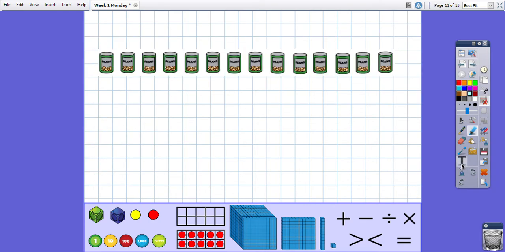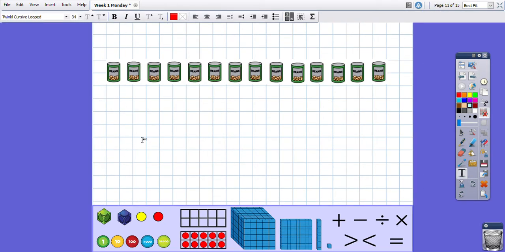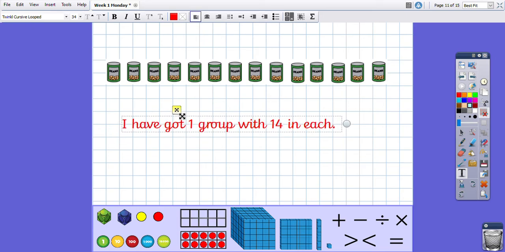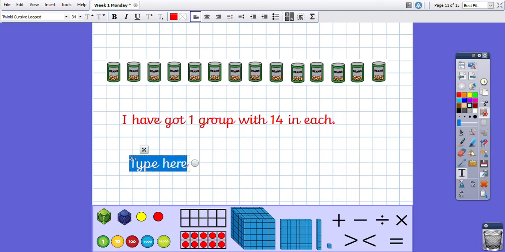And then the last way I did it is I lined all 14 bean cans up. So I have got one group with 14 in each, which sounds a bit silly when there is only one group. So the sum would be 1 times 14 equals 14. A little challenge for you. What would be the commutative sum for 1 times 14 equals 14? See if you can work it out.